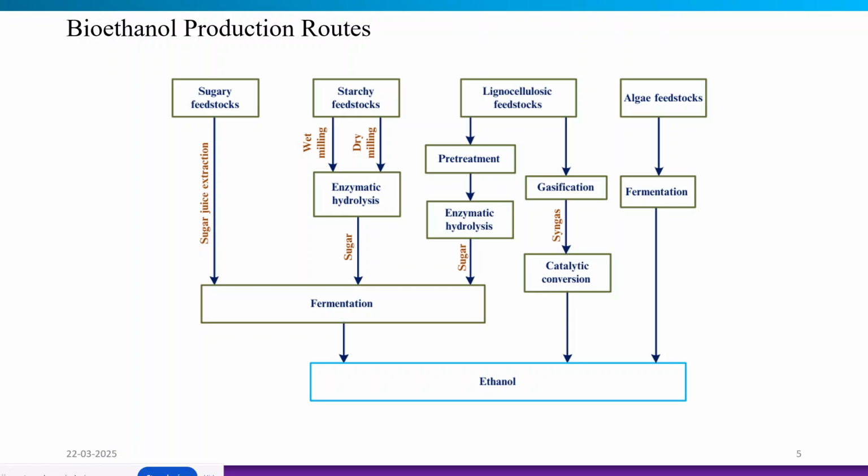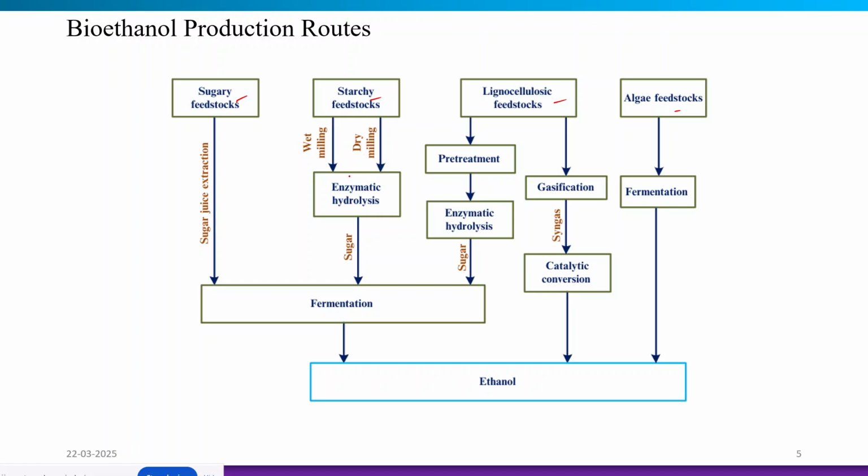So, coming to the different routes for bioethanol production, we have sugar feedstock, starch feedstock, lignocellulosic feedstock, and algal feedstock. Sugar feedstock has high sugar content, so we directly extract sugar juice through milling, pressing, cold pressing or hot pressing. From the sugar juice we go for fermentation and produce bioethanol.